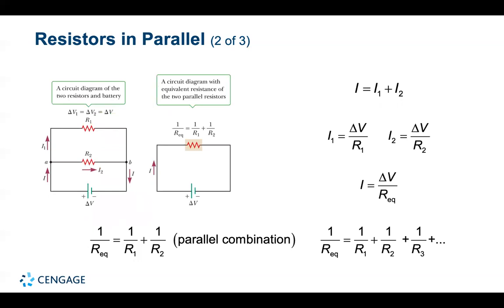So continuing with this figure, the potential difference across R1 and R2 is the same. Currents in the resistors are not the same, and the equivalent resistance of the combination is 1 over R equivalent equals 1 over R1 plus 1 over R2.